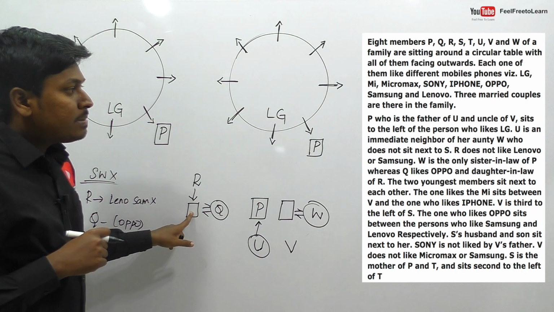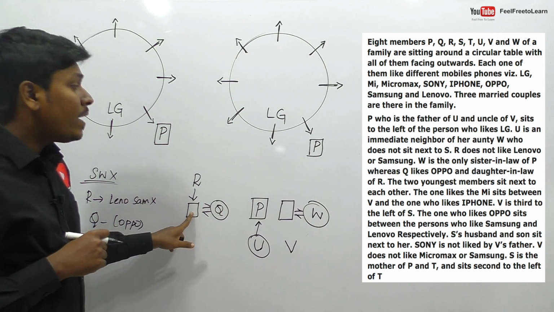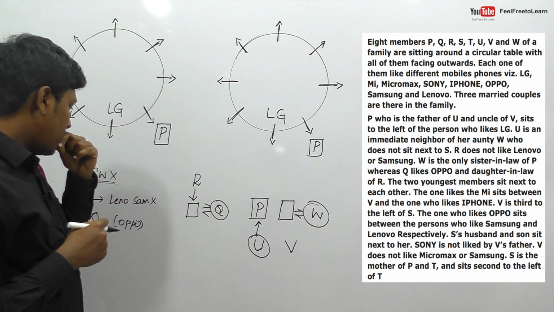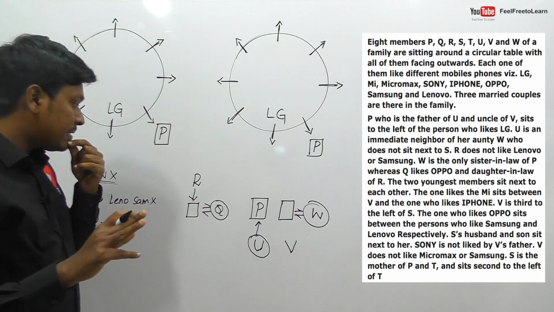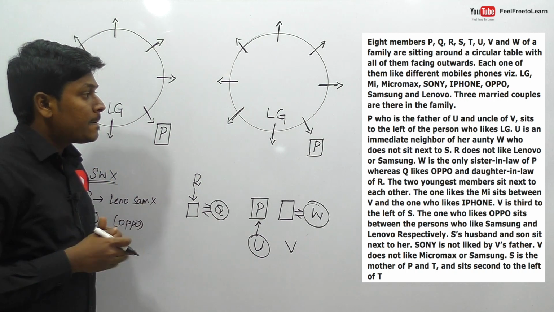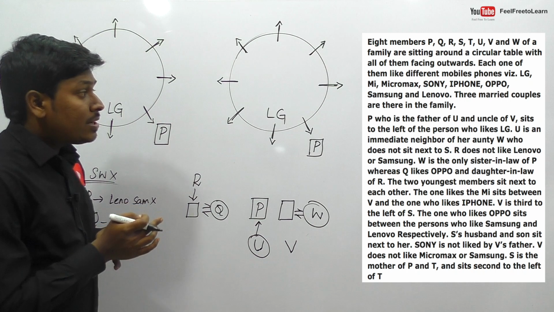The two youngest members sit next to each other, right? Okay, there are two youngest members. From this point we can say one thing: there are two youngest members, right? Okay, no problem. We move on to the next point, friends.